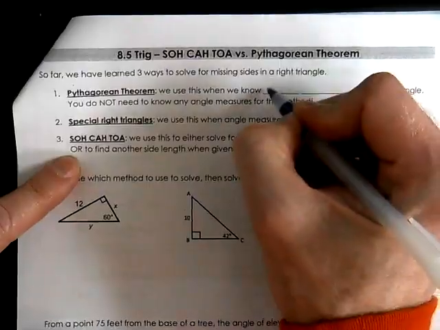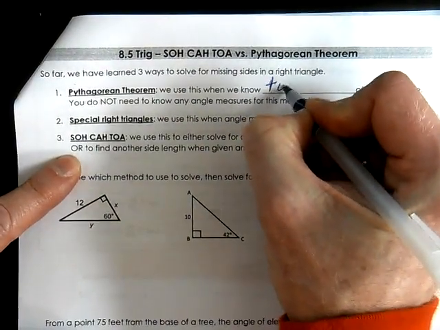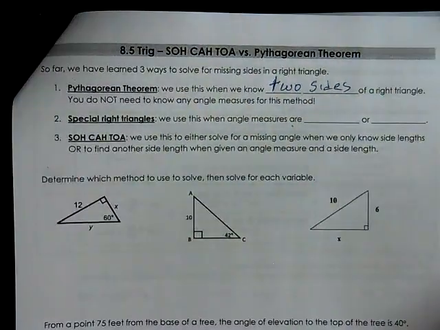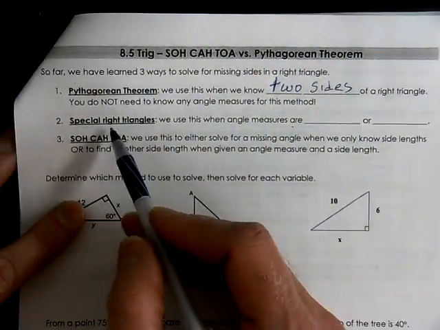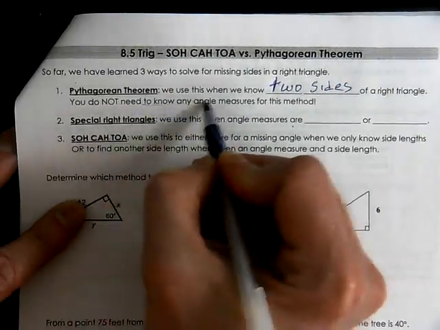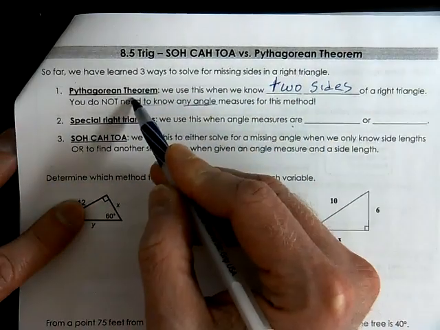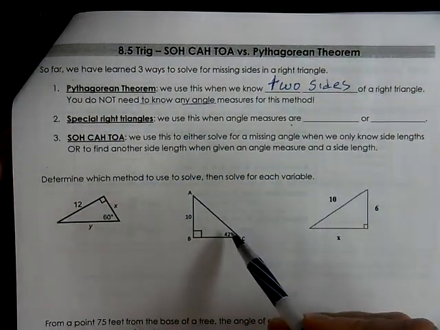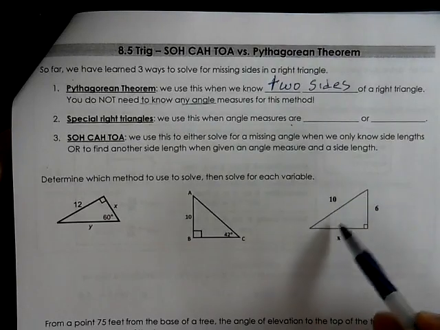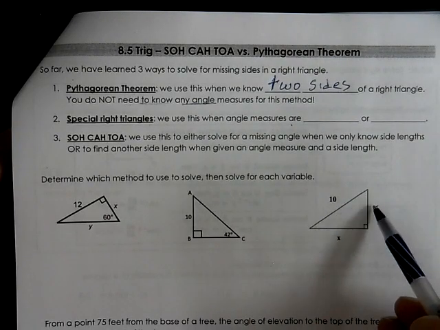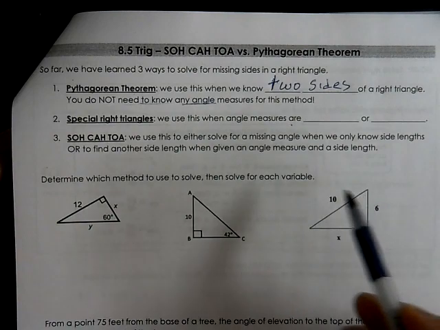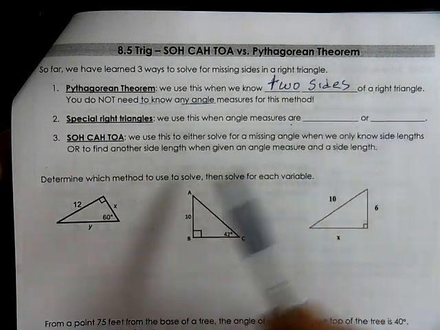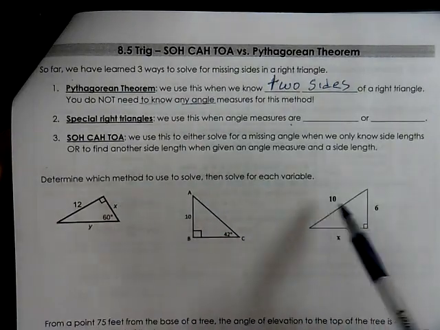In the beginning, we learned about Pythagorean Theorem. We use this when we know two sides of the right triangle. We do not need to know any angle values to use Pythagorean Theorem. So most likely, if it has angle values, we don't use Pythagorean Theorem. If it does not have angle values, we would use Pythagorean Theorem. Remember that all of these require us to have a right triangle, so it has to have the box in the corner somewhere.